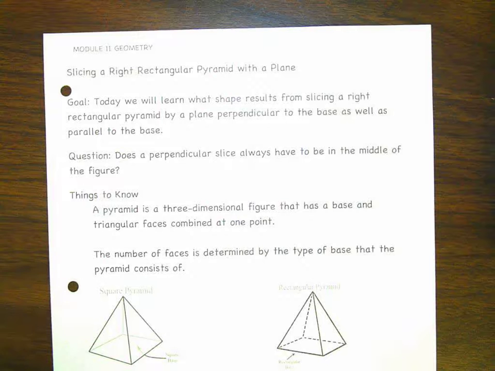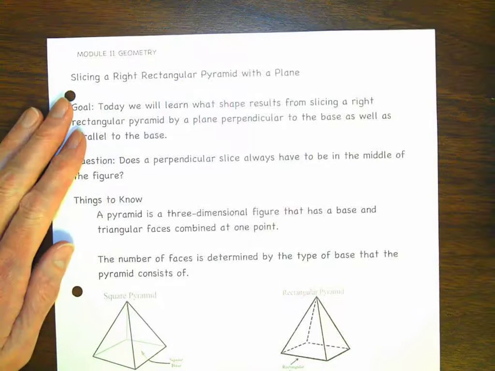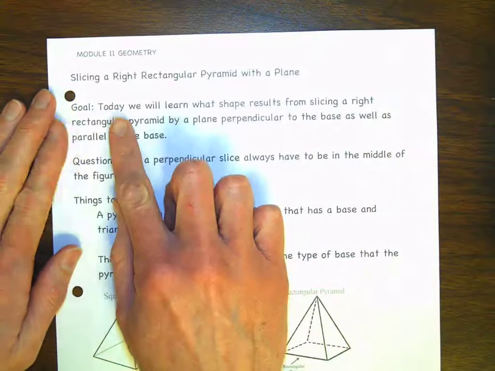So in yesterday's lesson, we were talking about slicing rectangular prisms, and in this lesson, we're talking about slicing right rectangular pyramids. Try saying that fast without it being a tongue twister. Okay, so our goal for today.